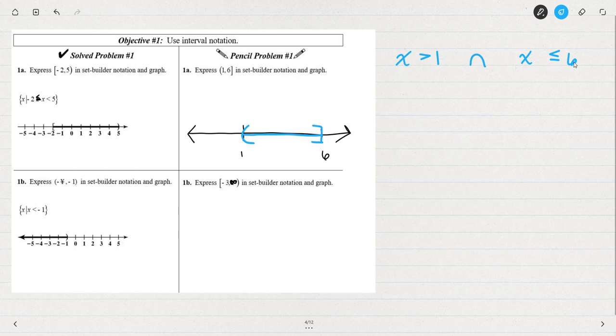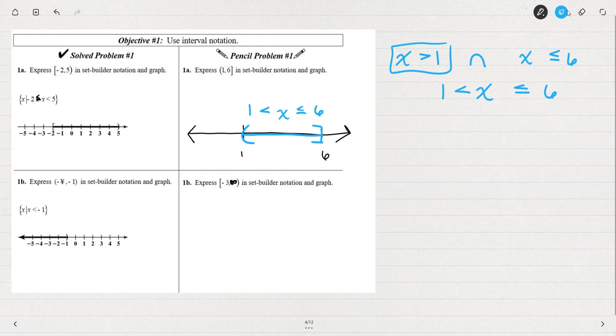If I put that together, I could say the x's are sandwiched between the 1, so the x's are greater than 1. When I read this backwards, right? X is greater than 1, and the positive 6. So all the x's that are sandwiched between a 1 and a 6.